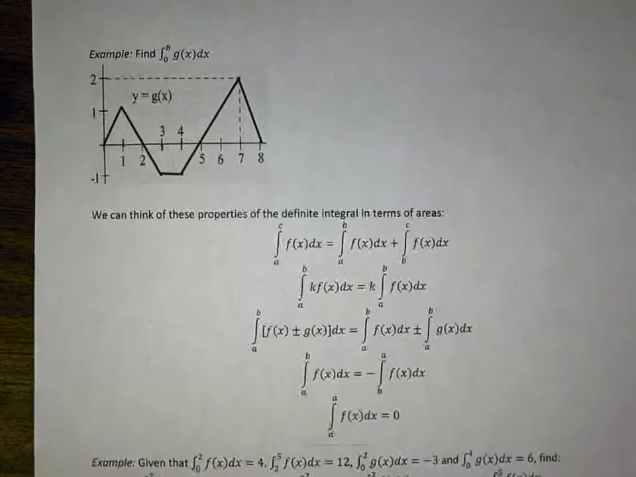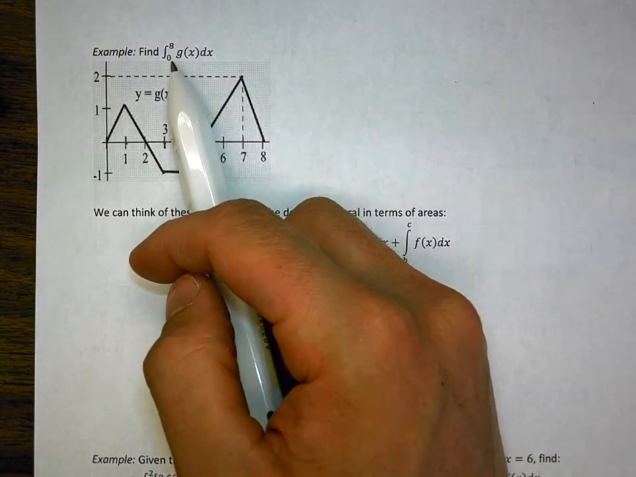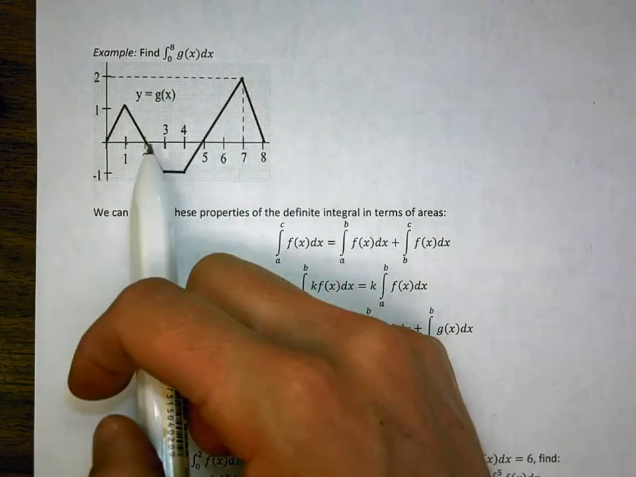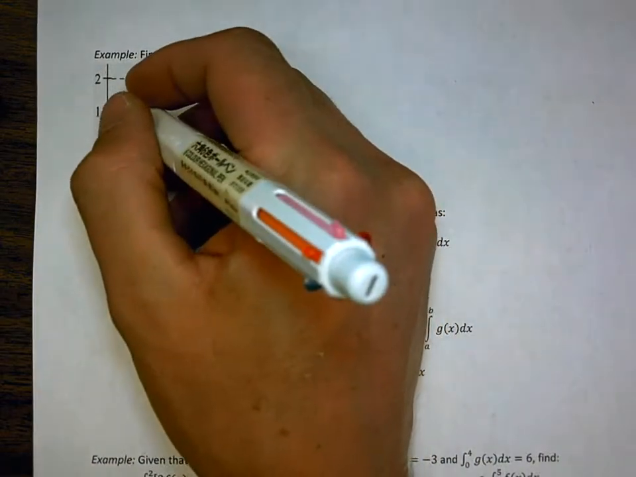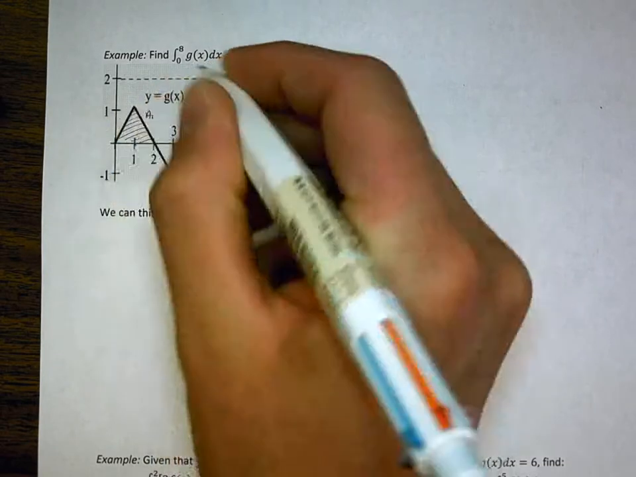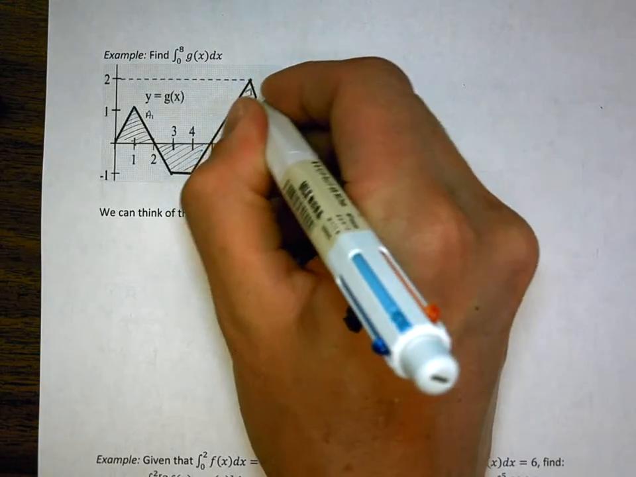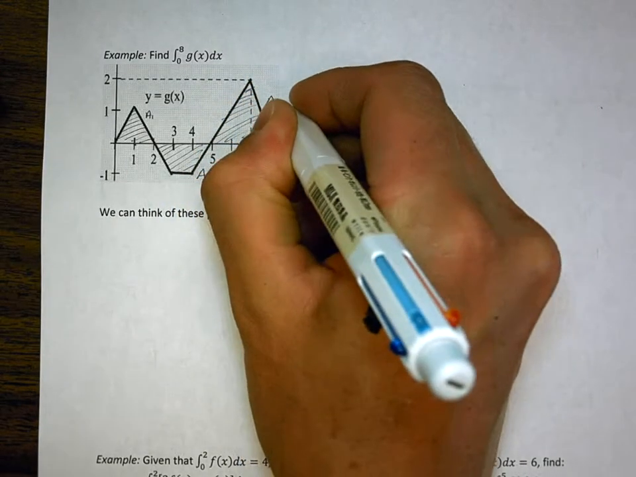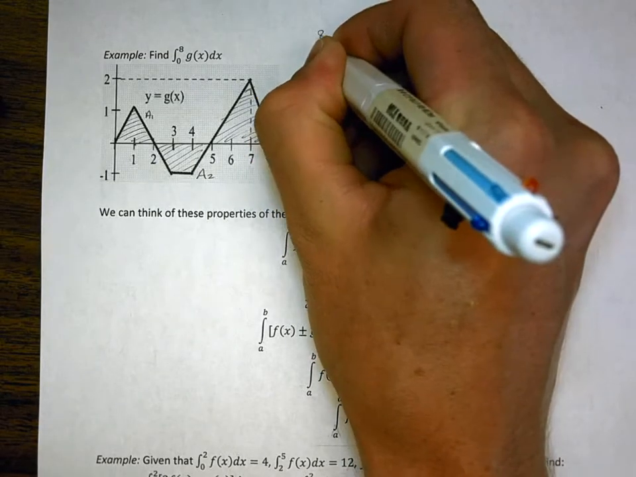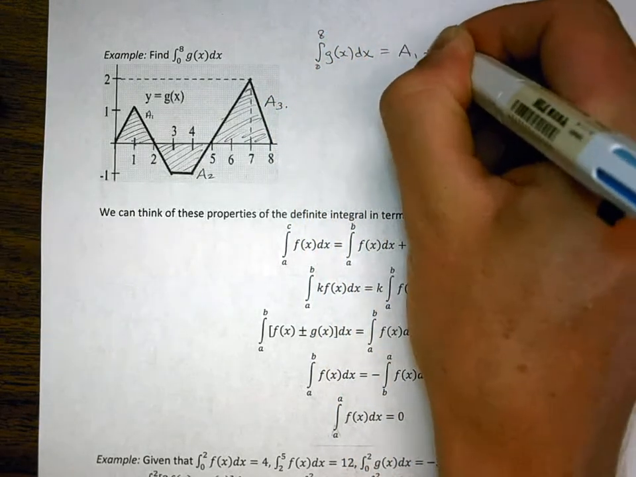Now we have a graph that's given to us. We can interpret this to mean find the area from 0 to 8 between this function, g of x, and the axis. Here we have different parts. We have this section, which I'm going to call A1, this section, A2, and this section, A3. So the integral from 0 to 8 of g of x, the definite integral, is equal to these three areas added together.